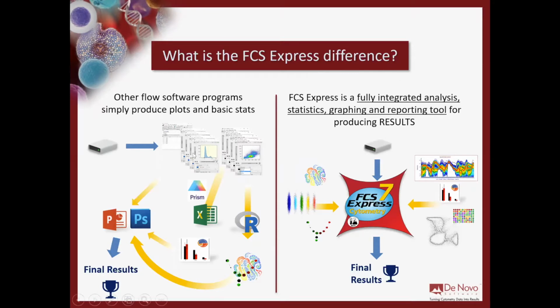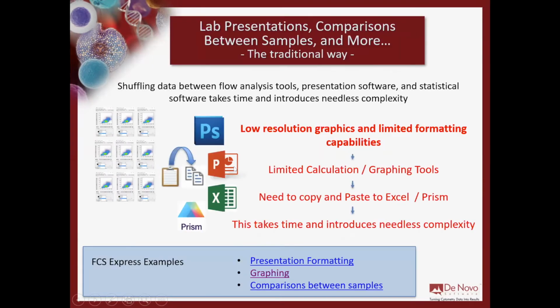To recap, the big difference between FCS Express and other software is that in other software, you're just getting these basic plots and statistics, which you have to copy and paste over and over again out to other software before you get a final result. What we're going to achieve in FCS Express is that you get that final result directly in the software. I'm going to show you this through a few examples, and then we're also going to show you how to get a final result out of a spectral cytometry experiment as well. And I'm going to walk you through how the new spectral unmixing tools in FCS Express work.